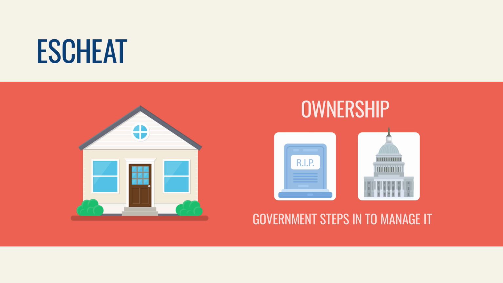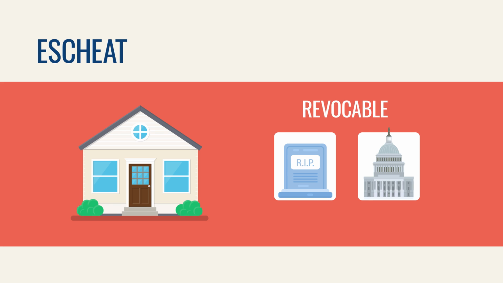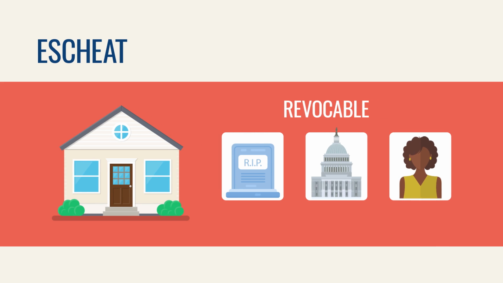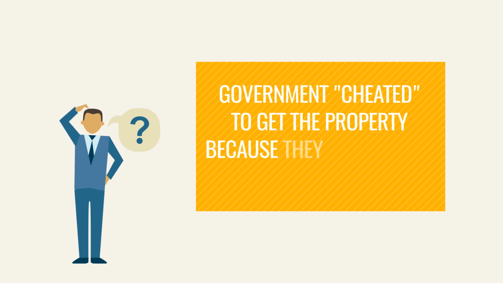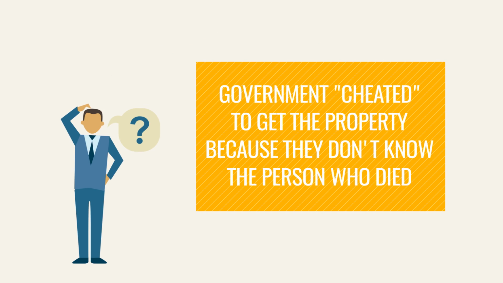And the escheat process is usually revocable, which means that ownership of the estate or property reverts to any rightful heirs that might appear. There are not many memory techniques for this one, except to say the government cheated to get the property because they don't know the person who died. Not trying to get political there, just a memory technique.